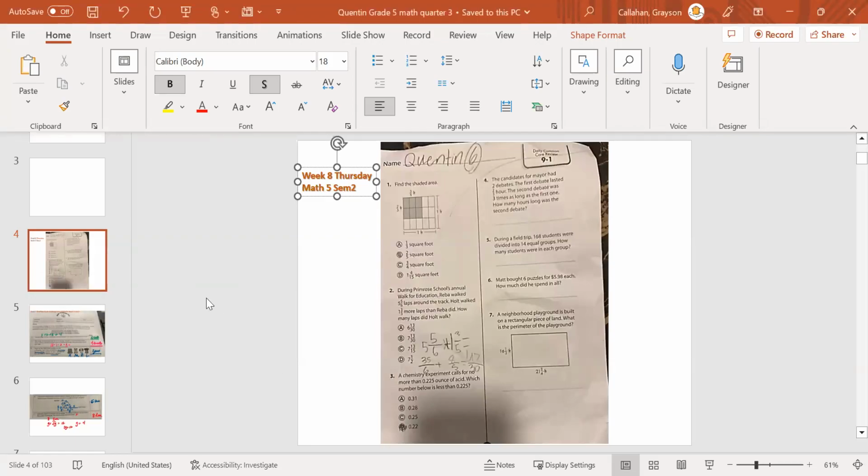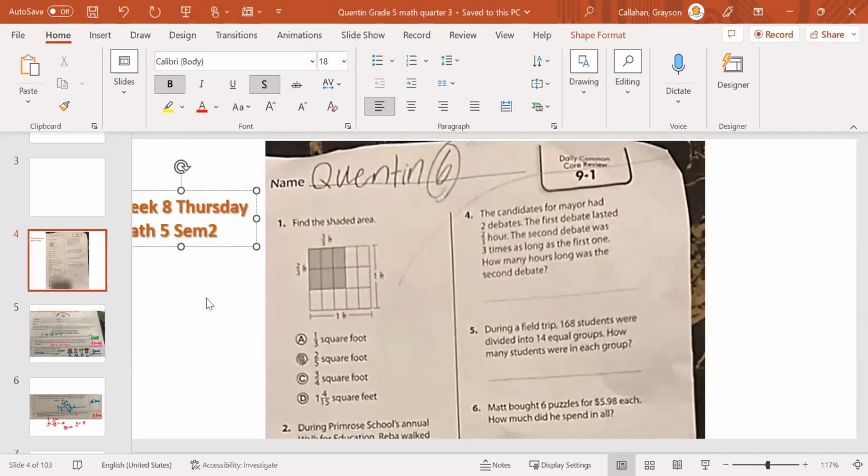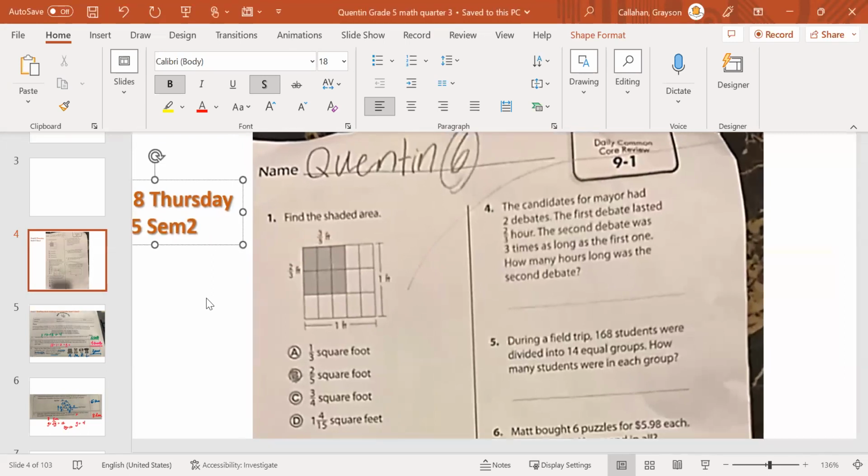Okay, so this is week 8, Thursday, Math 5, semester 2. All right, so the first question asks you to find the shaded area.